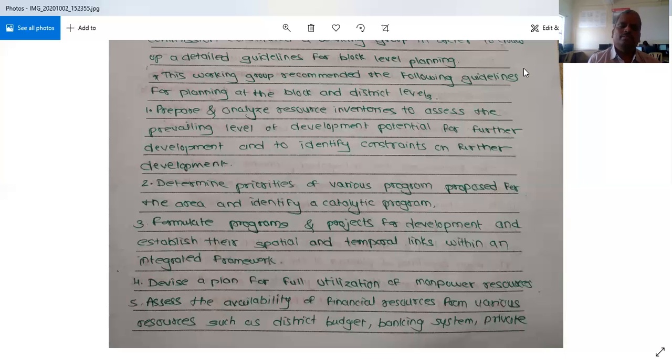Next is to devise a plan for full utilization of manpower resources. Many times what happens is people come to the site, just pass the time and go away. Instead of that, you have to use this manpower in such a way that the maximum potential of each and every person can be utilized on the site. The next thing is to assess the availability of financial resources from various sources such as the district budget, banking system, private sectors, etc.